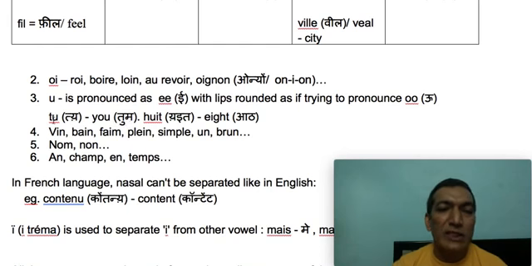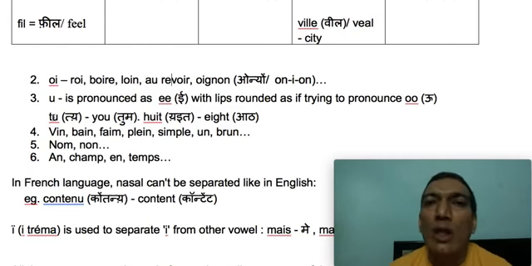So the first example is tu. Tu means you. In French, you have two words for you: you formal, and you for friends or in family. Like in Hindi you have the words tum and aap. So tu is like tum, and there is another word which is vous. Vous means aap. You will learn later on when you learn French. So this sound is tu, as I told you.